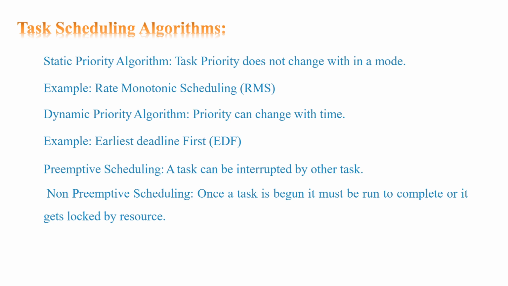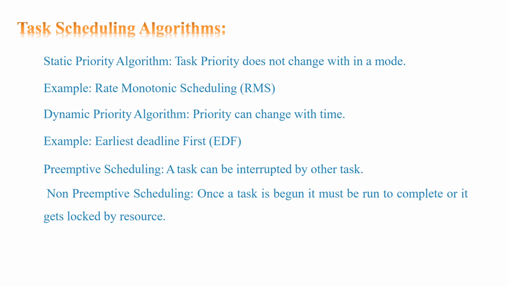So, task scheduling algorithm, various algorithms are there. Static periodic algorithm, task period does not change within the mode. An example is rate monotonic scheduling. Dynamic periodic algorithm, priority can change with time. Example, earliest deadline first. The preemptive scheduling, the task can be interrupted by other tasks. The non-preemptive scheduling, once a task is begun, it must run to completion or get blocked by the resources.